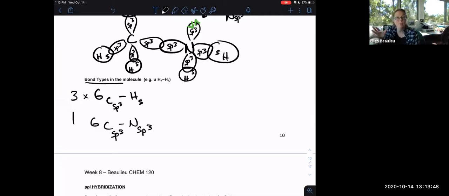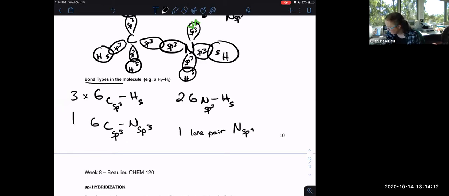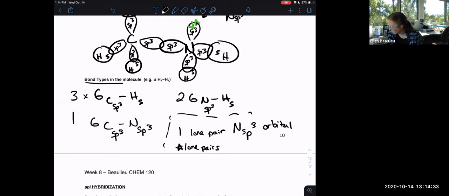Okay, but my list is incomplete. What bonds have I not put on here? I have 2 sigma nitrogen hydrogens between an sp3 nitrogen and the s orbital of hydrogen. And then I have 1 lone pair which is in a nitrogen sp3 orbital. So these are all the bond types. And if I were to ask you about the lone pair, lone pairs live in hybrid orbitals. When I'm asking for bond types, I'm asking for a list of the types of bonds in the molecule.